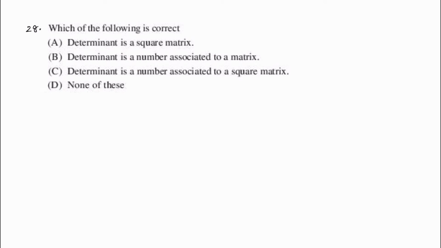Question 28. Which of the following is correct? Determinant is a square matrix. Determinant is not a matrix. This is wrong. Determinant is a number associated to a matrix. No, we can find the determinant value only for a square matrix. For rectangular matrices, we cannot write a determinant. C option. Determinant is a number associated to a square matrix. Yes, this is correct. None of these. Okay, C is the correct option.